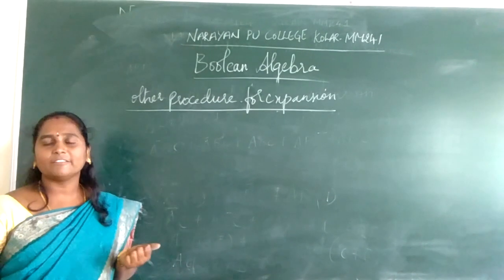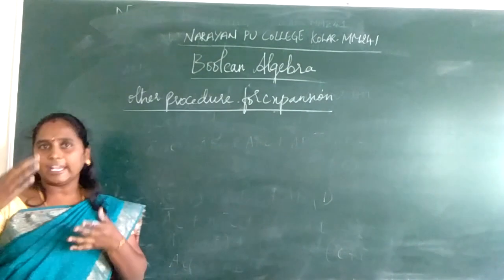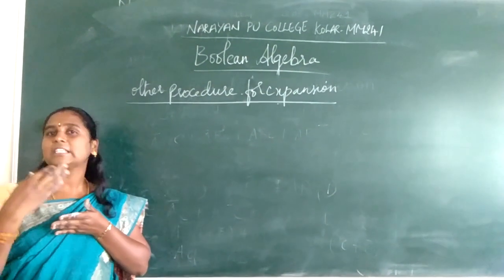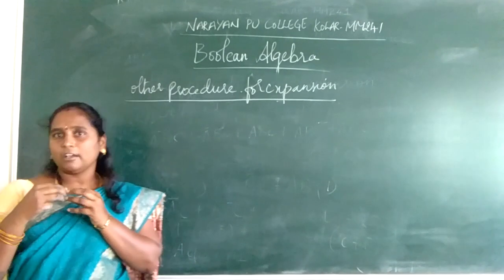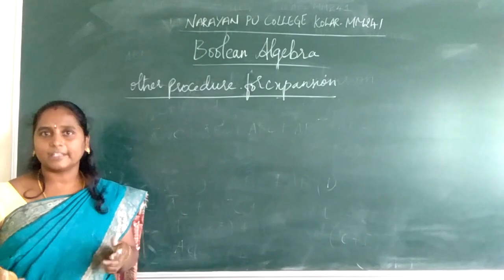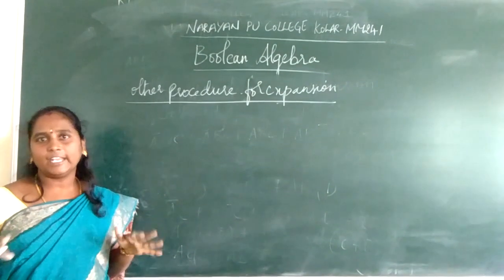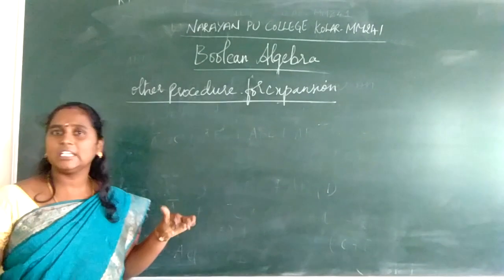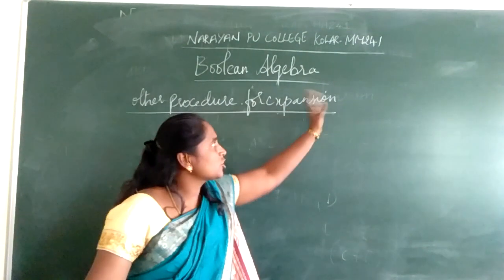And last class we saw the steps involved in solving the min term. First one, write down the SOP, that is the sum of the product, as it is. Next, if any variable is missing in a term, multiply that term with its complement. Then drop out all the duplicate terms. So these are the steps we have seen in the last class. Today's class we will see another procedure for expansion.